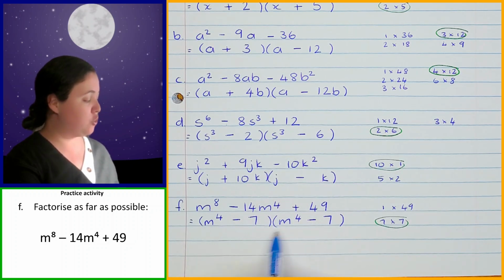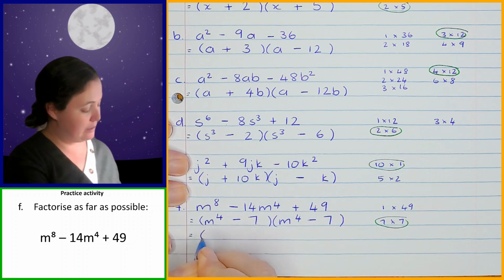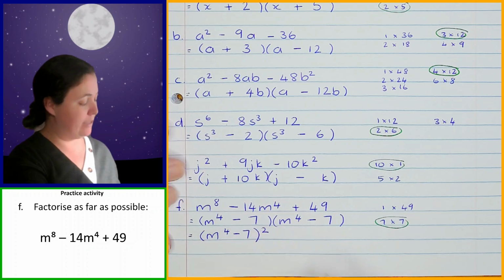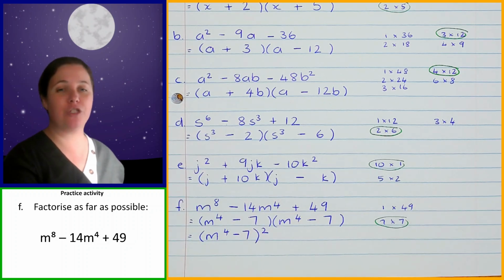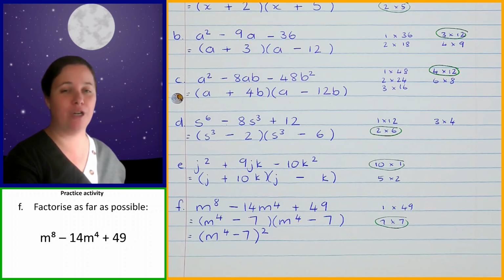Now, because these two brackets are the same as each other, I can write this like this: m to the power of 4 minus 7 squared. Okay, and that's what you should have got for that last question, and that is how we factorize expressions involving trinomials.